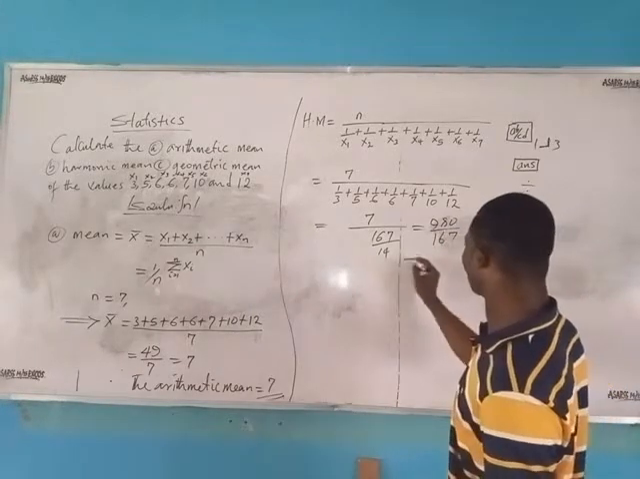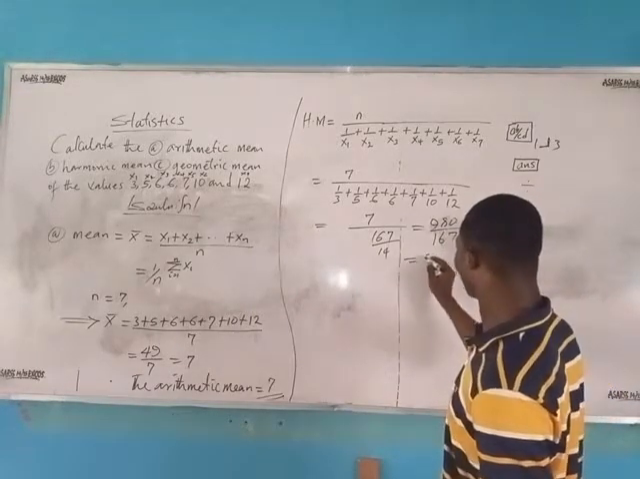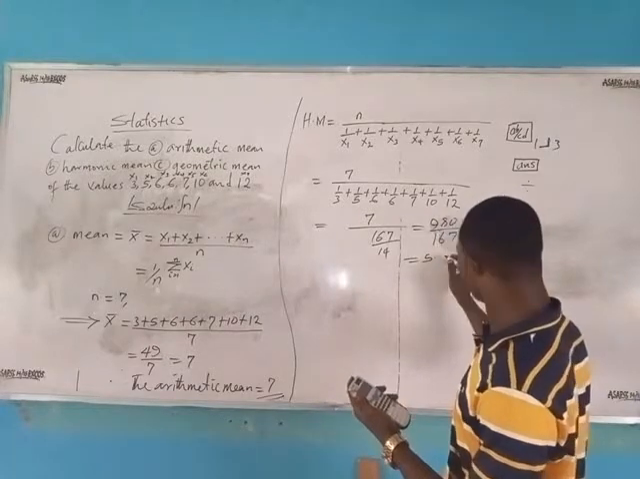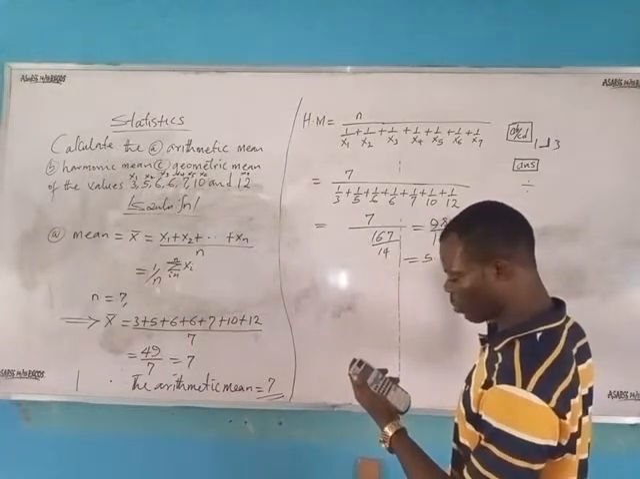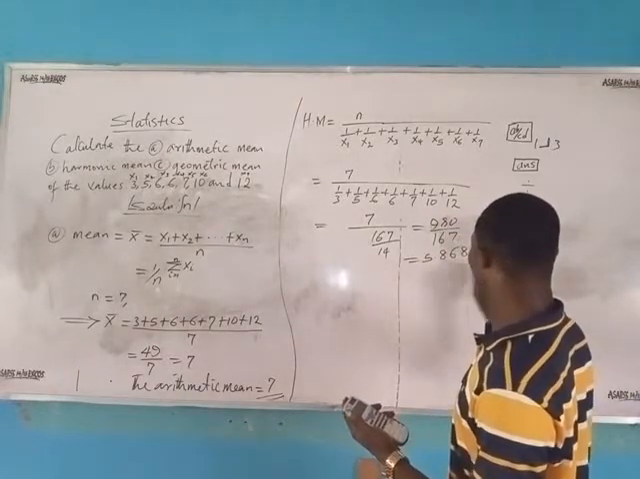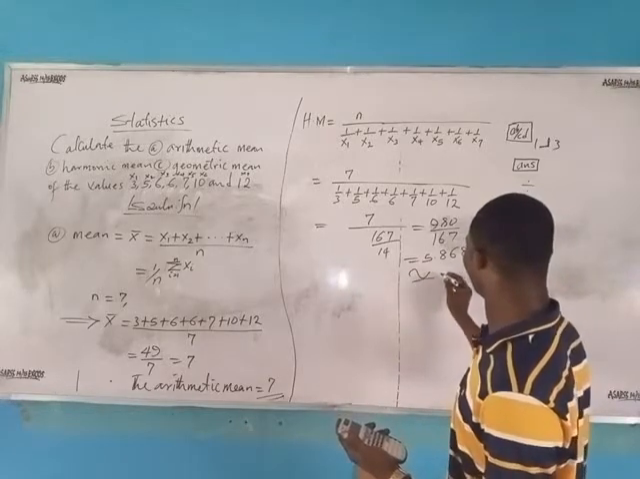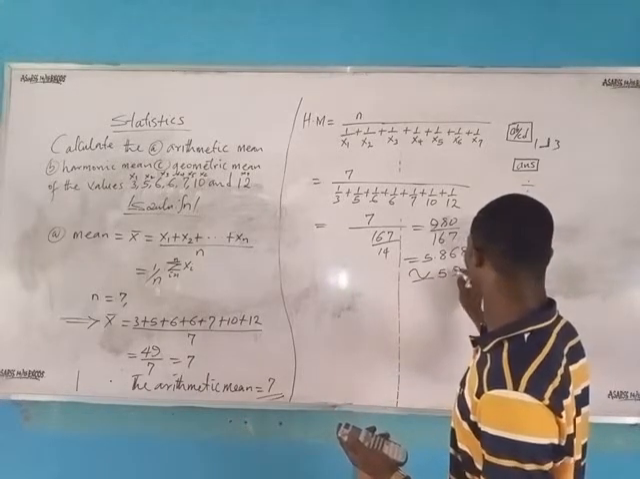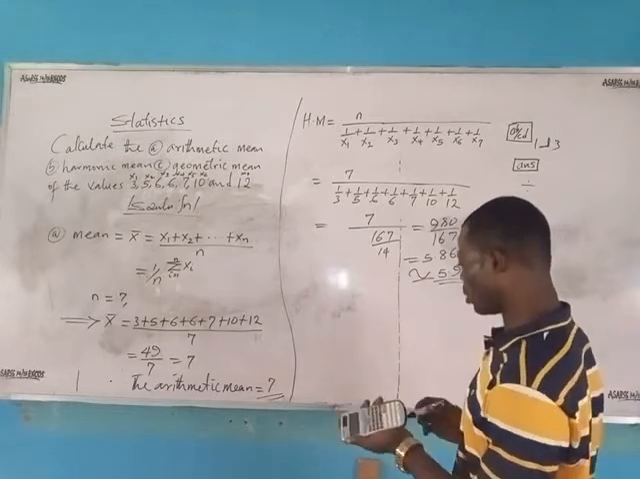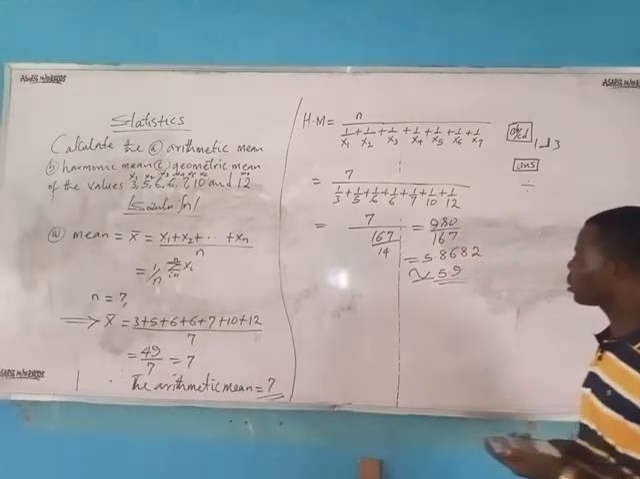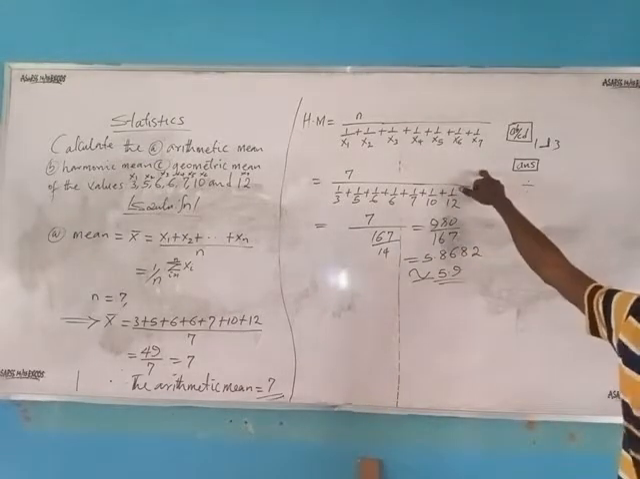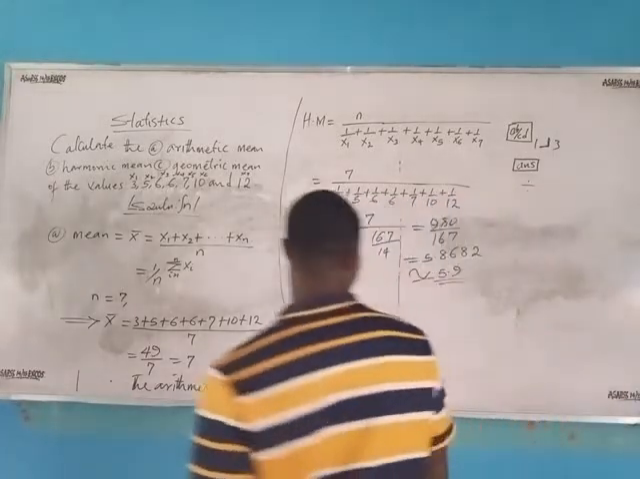If you put it in decimal fraction, it will give you 5.8682. So you can approximate it to 5.9, or simply 6. This is your harmonic mean.